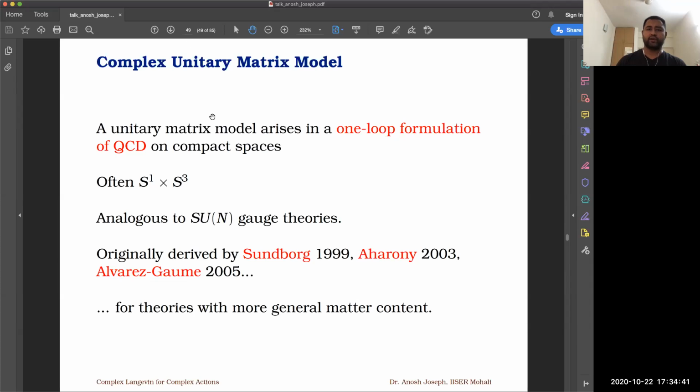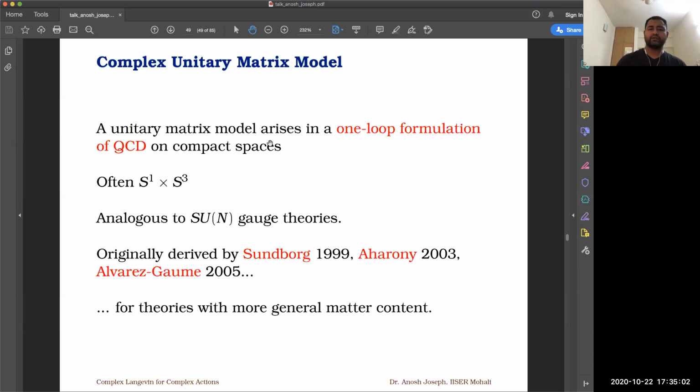So a unitary matrix model appears in the one loop formalism of QCD on compact spaces. We compactify QCD on S3 cross S1, where S3 is for space and S1 is for time. This is analogous to SU(N) gauge theories. In large N gauge theories, these types of compactifications appear.